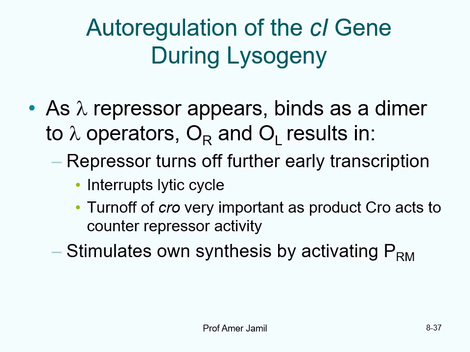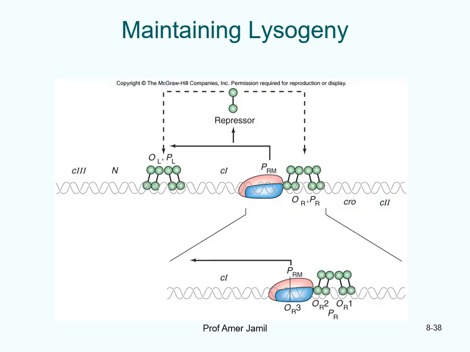As lambda repressor appears, it binds as a dimer to the lambda operator, which results in the repressor turning off further early transcription and interrupting the lytic cycle by turning off CRO. The product of CRO acts to counter the repressor activity, and it stimulates its own synthesis by activating PRM, M for the maintenance of the lysogeny. So lysogeny maintenance takes place with the help of the lambda repressor itself. When lambda repressor represses the synthesis of other genes, its own PRM is activated by this lambda repressor because of its specific binding.